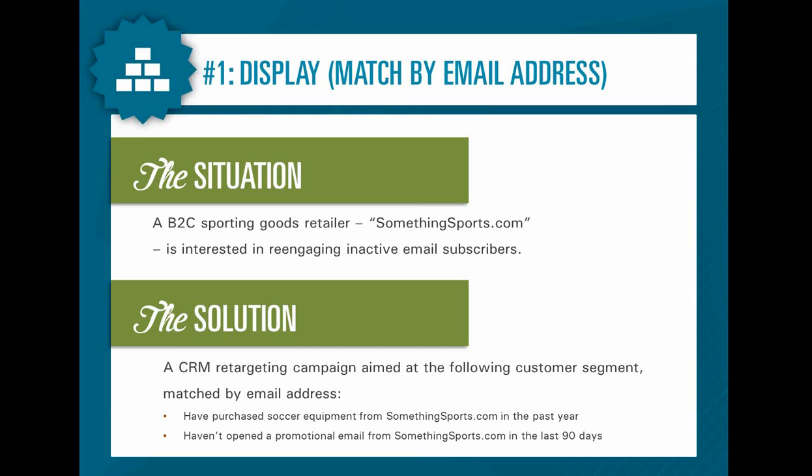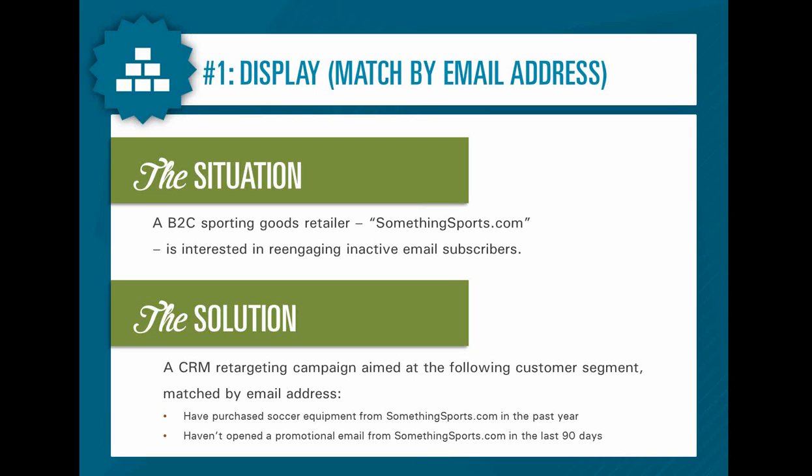So the first one, we talked about at the outset how CRM retargeting allows advertisers to match email addresses and postal addresses that are within their existing databases online to serve targeted ads to those particular audiences. How might we frame a display campaign using CRM retargeting that matches by email address? I'm going to throw out a situation and let's see what we can do with it. Sound good? Sounds great. All right, so we have a hypothetical B2C sporting goods retailer. Let's call it somethingsports.com.